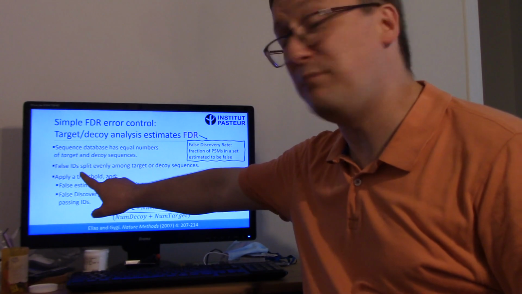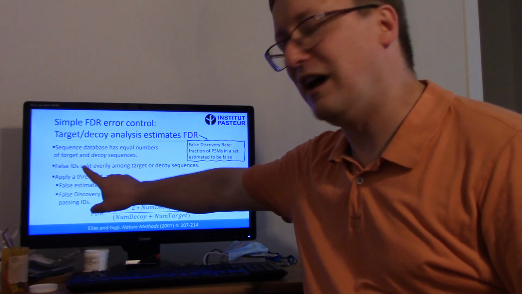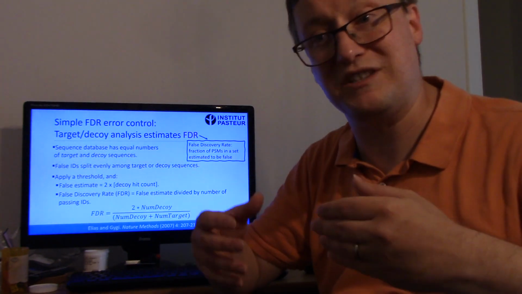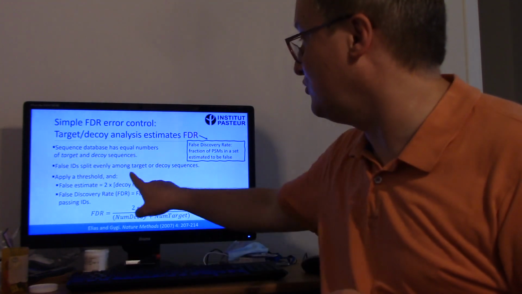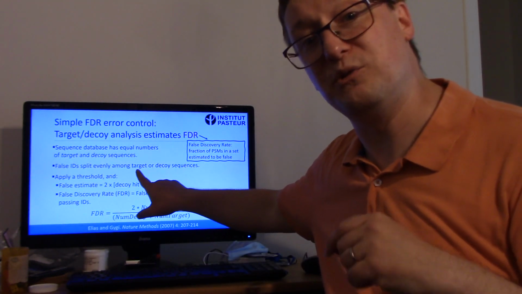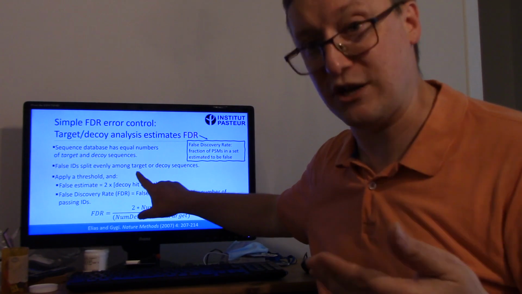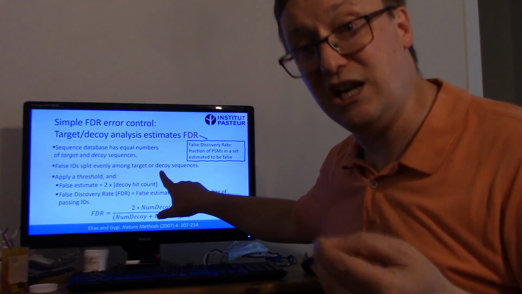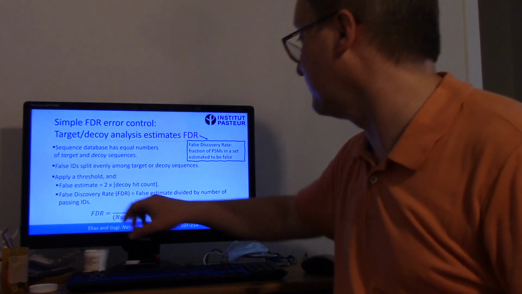Okay, so the hypothesis behind this is that a false identification, a spectrum that's matched to the wrong sequence, has just as good a shot of matching to a target sequence, a real natural sequence, as it does to a decoy one, to a reversed sequence.